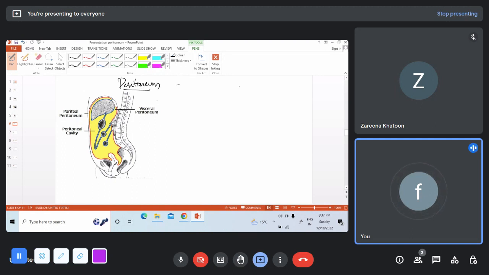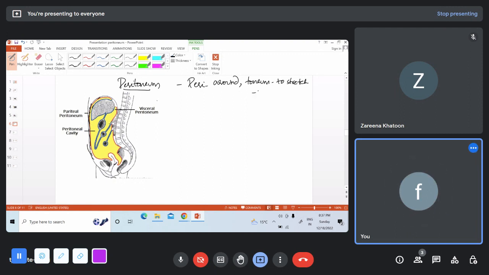ठीक है? See, the word peri means around. Antonium means to stretch. So, what is peritoneum? Peritoneum is a layer that is surrounding or covering around or stretching over the abdominal cavity. You can see this is the peritoneum.